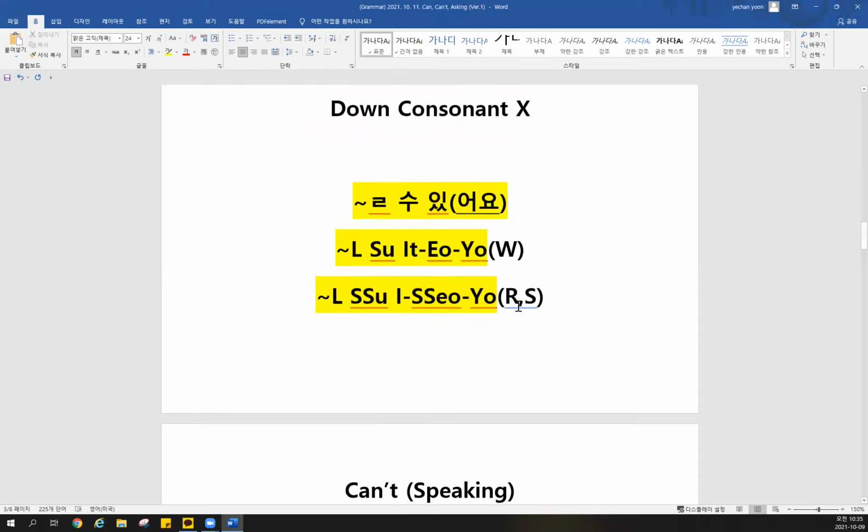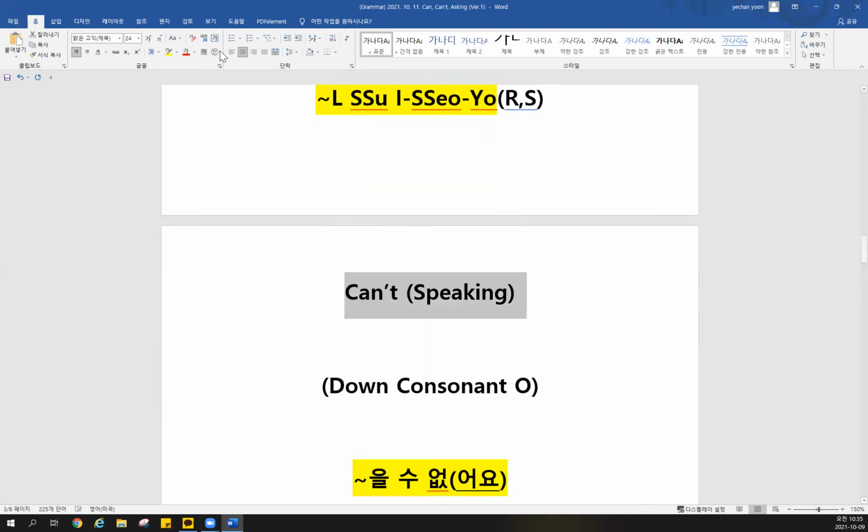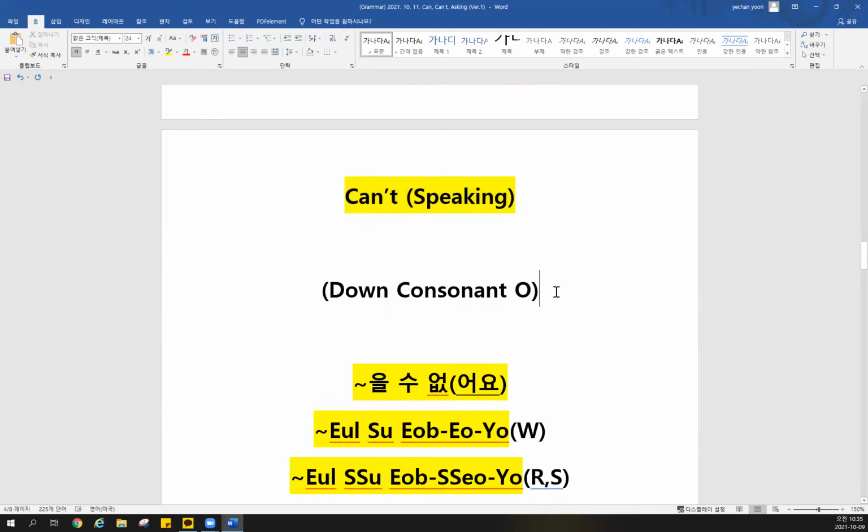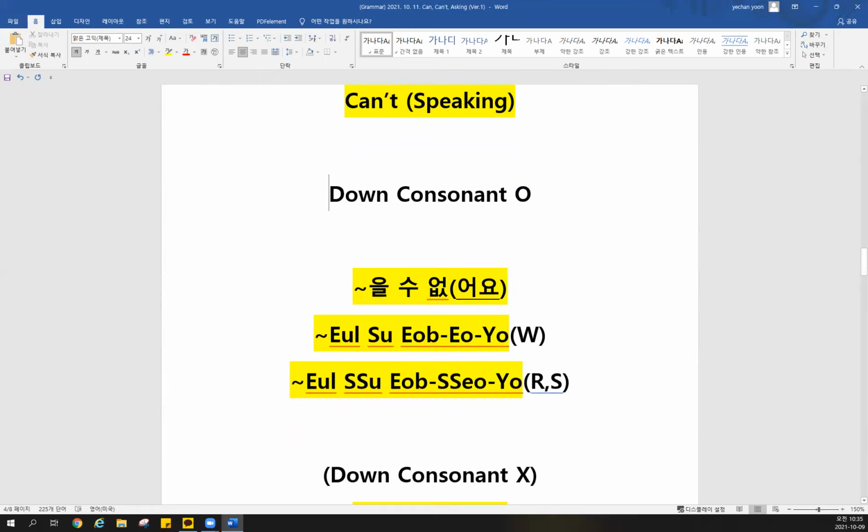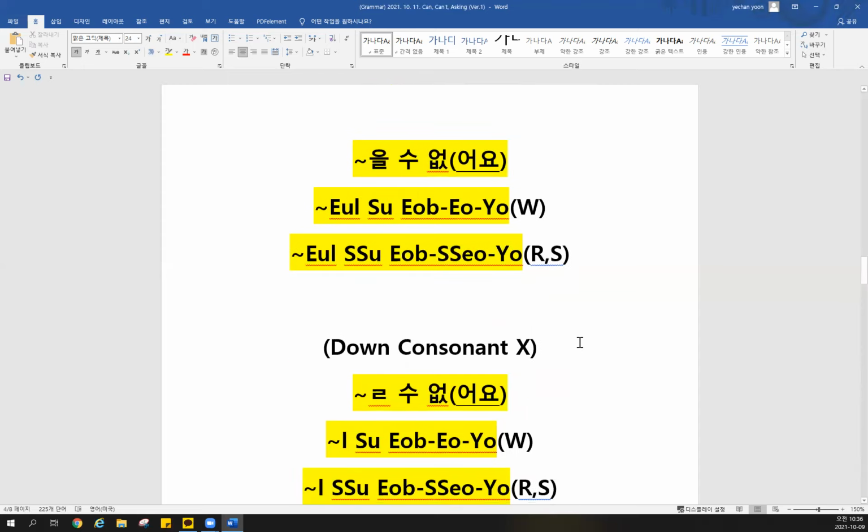Alright, next one. How about the can't? How you can say blah blah if they have a down consonant: blah blah 을 수 없어요. How you can say blah blah 수 없어요. All right. What if they don't have any down consonant?